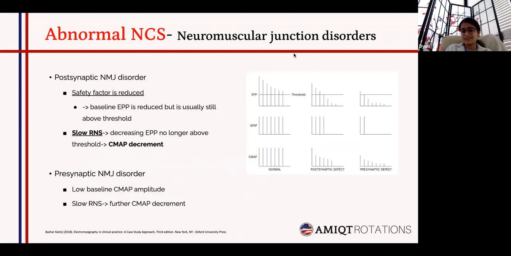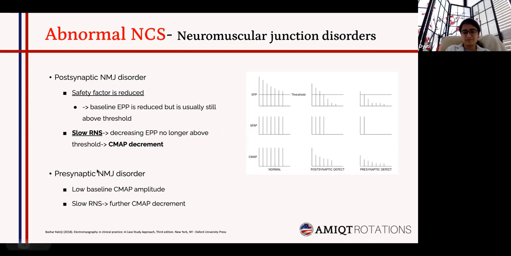Whereas in a neuromuscular junction disorder, the end-plate potential at baseline is reduced because not enough acetylcholine receptors are present to produce the adequate response. And with slow repetitive nerve stimulation, the end-plate potential would go on decreasing further and we get a CMAP decrement. So CMAP decrement with slow repetitive nerve stimulation is a very important response that is seen in post-synaptic neuromuscular junction disorders.